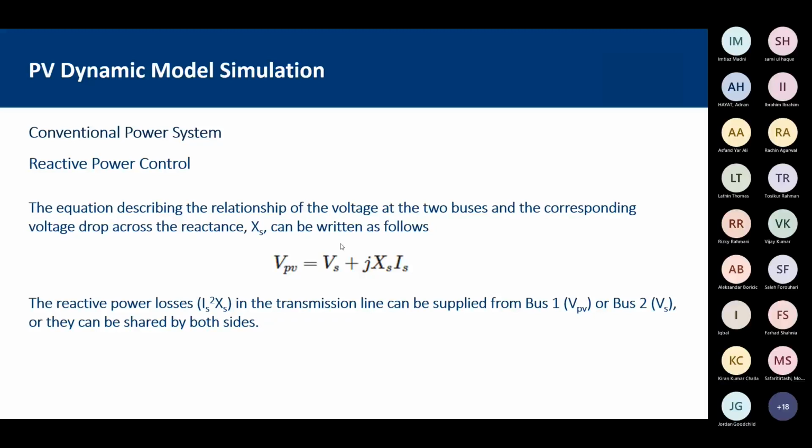Conventional energy sources, so this can be shared. It can be either from bus 1 or bus 2, or it can be shared by both sides. So it means we can have this reactive power compensation. And also it can be compensated by these modern systems like VAR compensators or SVCs or StatComs, like I mentioned earlier.